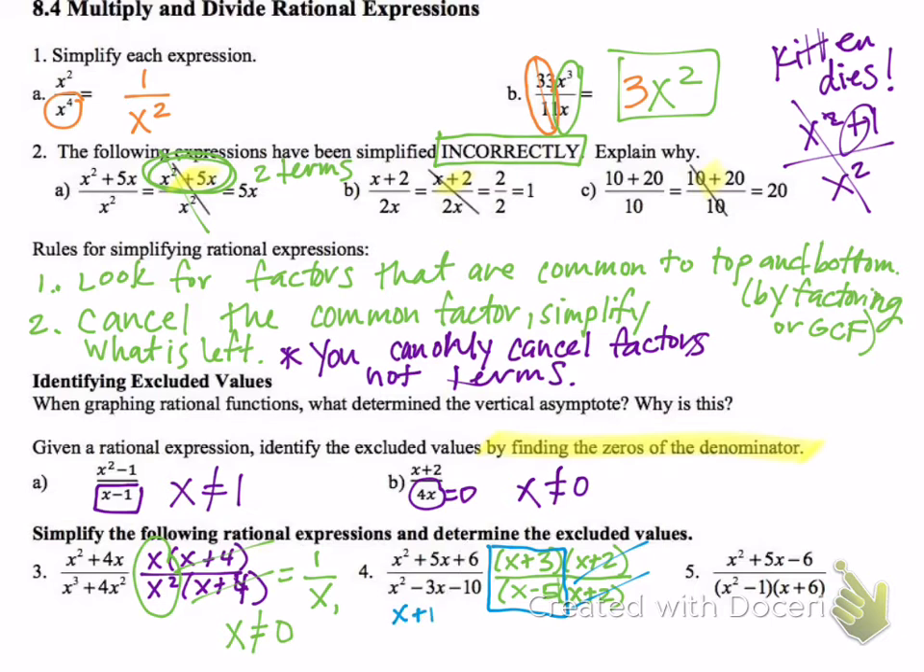That is my simplified answer. I can't do anything else because remember the x's cannot cancel. And my exclusion would be x does not equal negative 5. Or it should be x minus 5, so x does not equal 5. I just wrote it wrong down here.